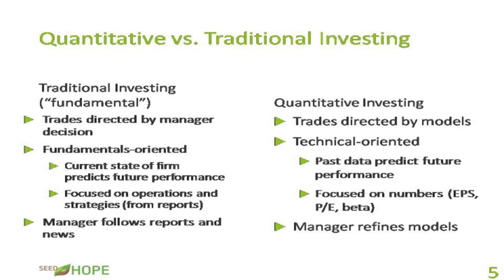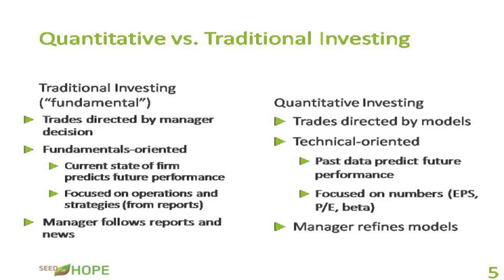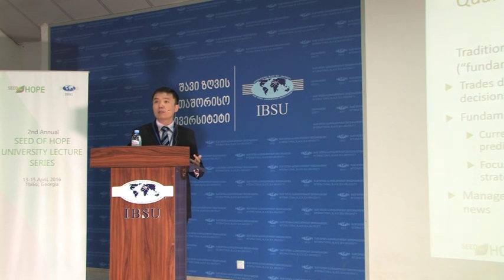In contrast, a quantitative investing manager believes that the past data predicts future performance. So when he buys Coca-Cola, it's because the computer thinks that Coca-Cola will increase in the future. And the computer knows that because the computer looks at the past data, as evidenced by the numbers such as earnings per share, price per earnings, or even the beta, the correlation of that stock with the market movement, or even the current interest rate.